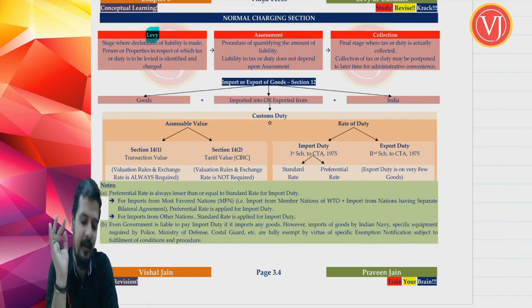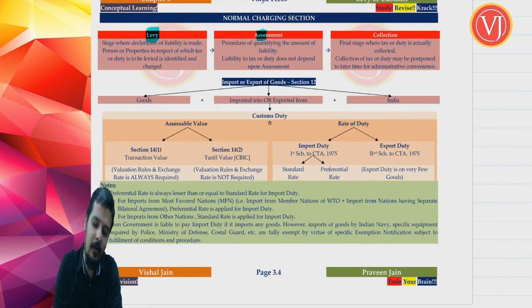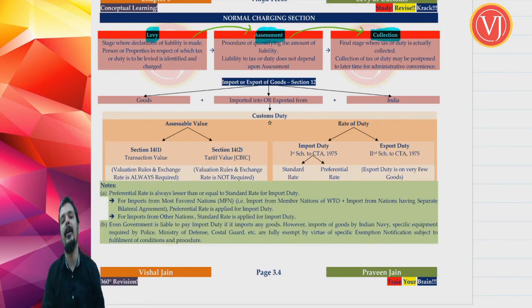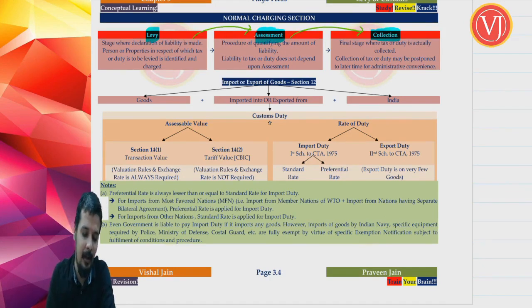Product, process and place. And levy is followed by assessment. You do the calculation, which is followed by collection. Only if there is levy you will do assessment, and only after assessment there will be collection of duty. Collection of duty will be there by the government.